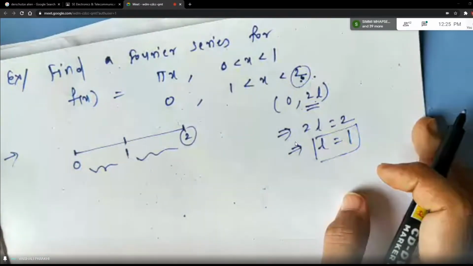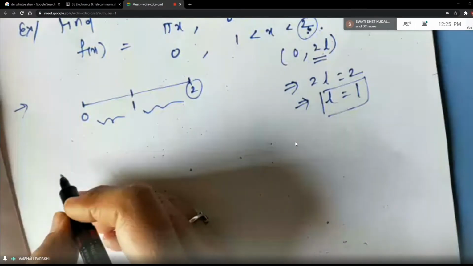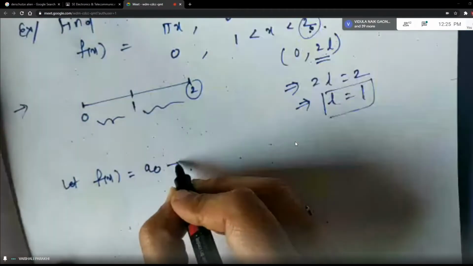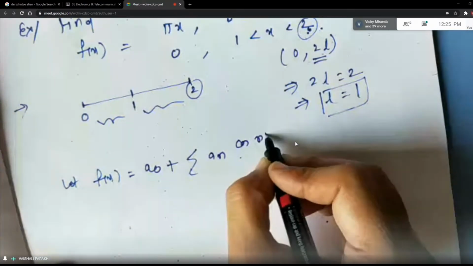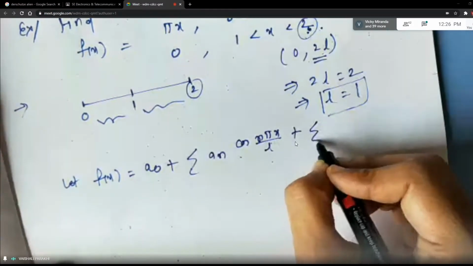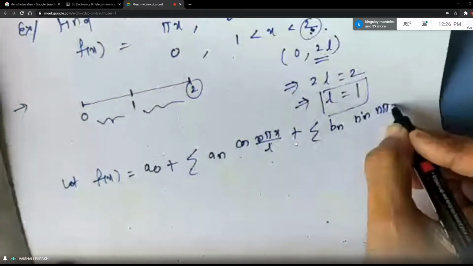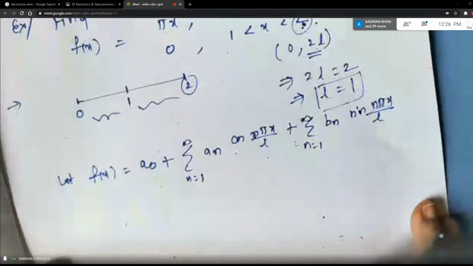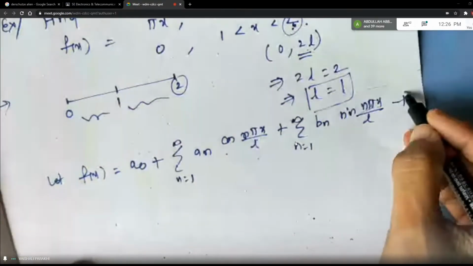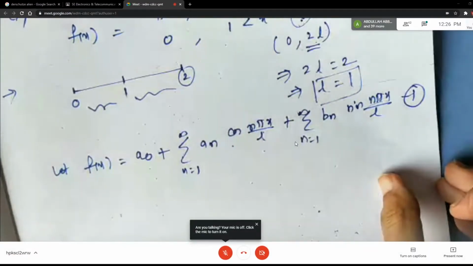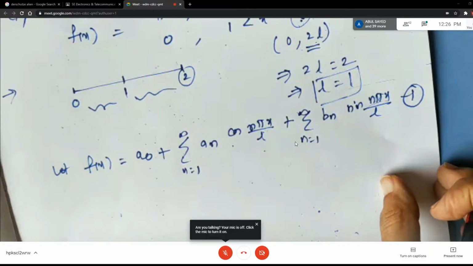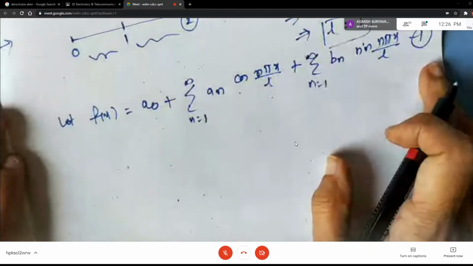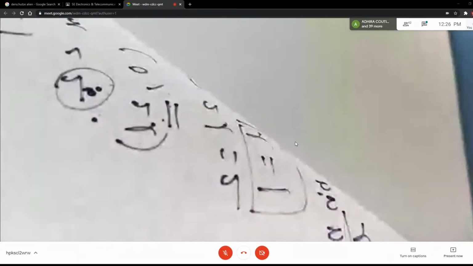Once you get the value of L, then you write your Fourier series formula. Fourier series is f of x is equal to a naught plus summation an cos n pi x by L plus summation bn sin n pi x by L, where n is from 1 to infinity. So this is our formula of Fourier series. Once you write the Fourier series, as usual, you have to find out a naught, an and bn one by one, and then these values will go in this equation finally. Okay, so let us find out what is a naught, students.